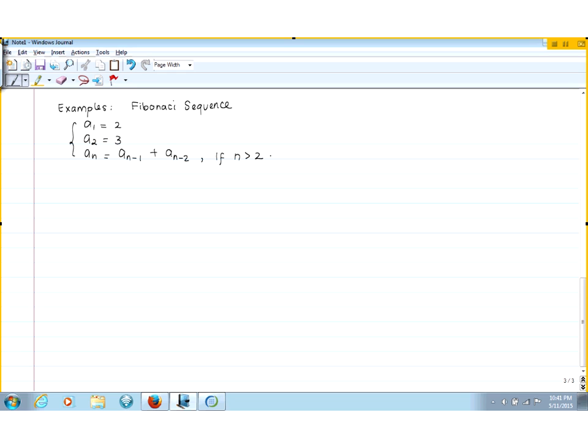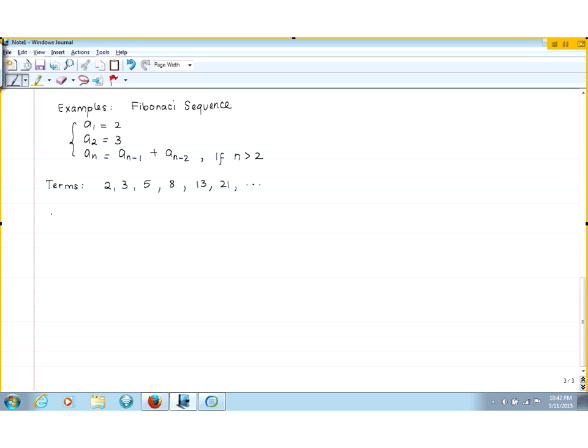So if n is greater than 2. Okay? So here are our terms for the Fibonacci sequence. 2, 3, and then the fourth one we will add these two. So 2 plus 3 is 5. Now the next one we will add these, 8. And then the next one we will add these, 13. The next one, 21. So these are the terms of the Fibonacci sequence. It's defined recursively. It involves the previous terms, in this case two of the previous terms.